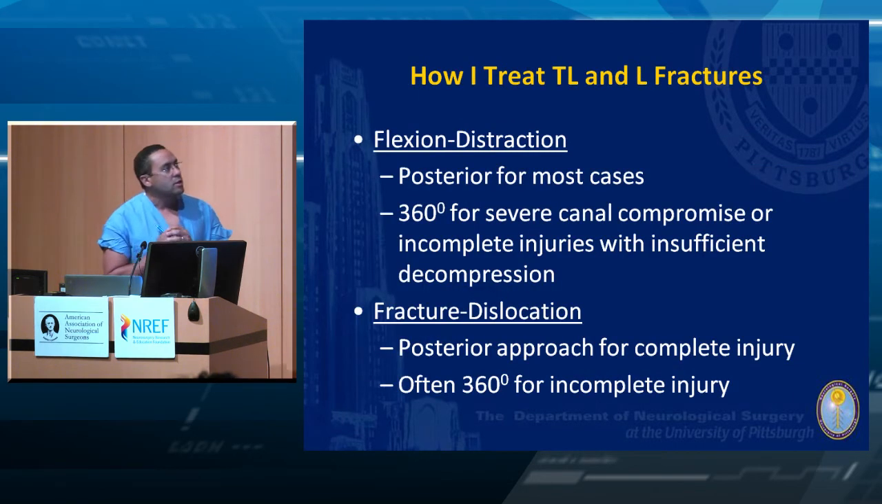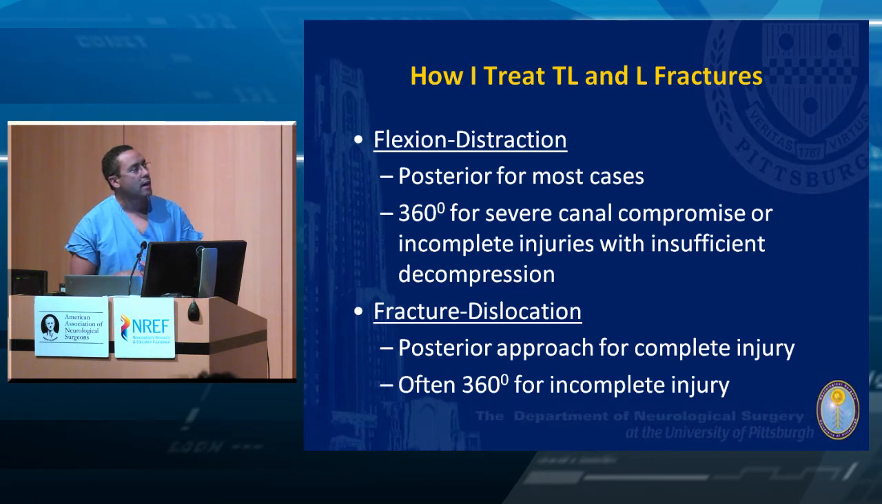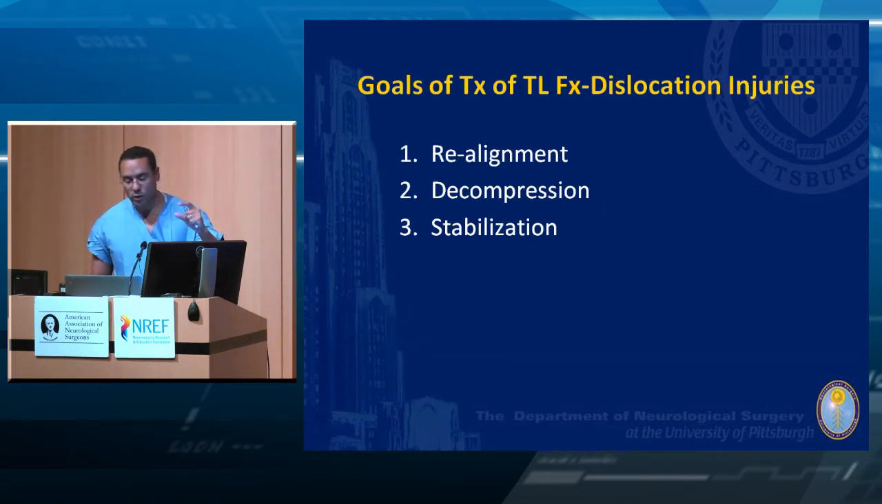All right, what about flexion distraction injuries? This is mostly posterior, 360 degree for severe canal compromise or incomplete injuries where you're going to get an insufficient decompression from the back. And fracture dislocations, I pretty much do most of these posteriorly, but if it's an incomplete injury, and again, I'm concerned about maximizing decompression, I'll consider a front back in those patients. And what you want to do is think of the goals. So the goals are realignment, decompression, and stabilization ultimately, right?